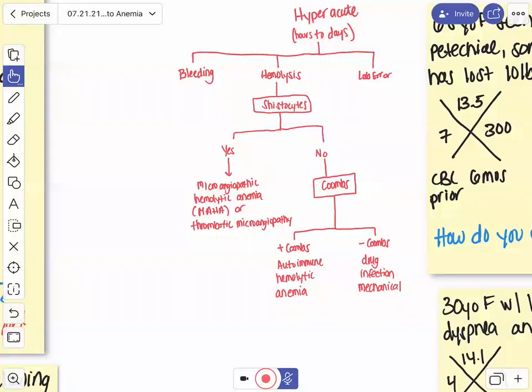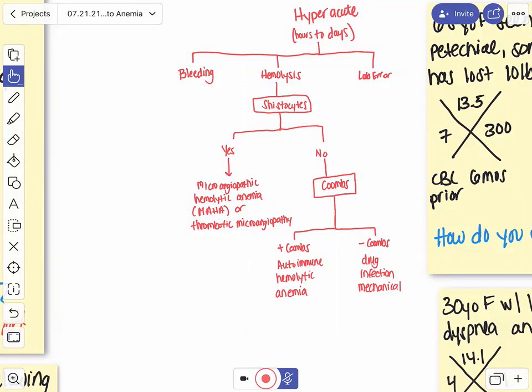If there aren't schistocytes, it's more of a chronic thing. You can think about getting a Coombs test to differentiate between an autoimmune hemolytic anemia versus some other cause. And lots of things can cause a hemolytic anemia that's not autoimmune.